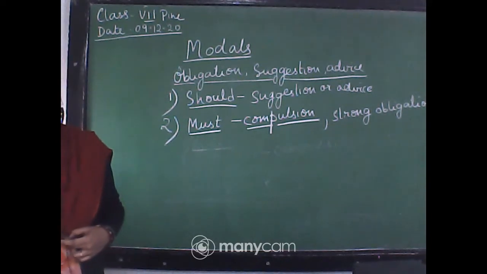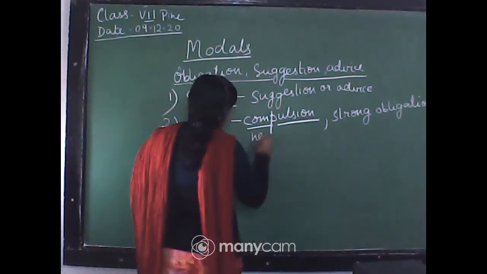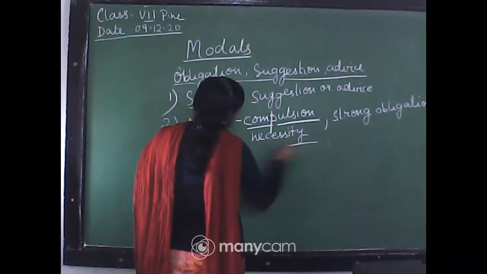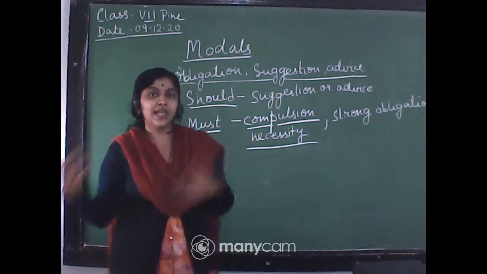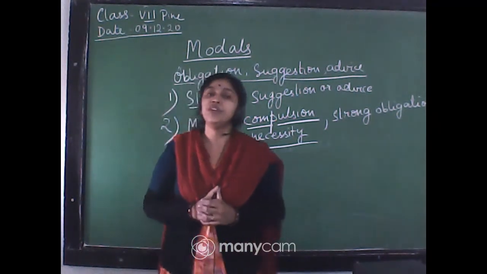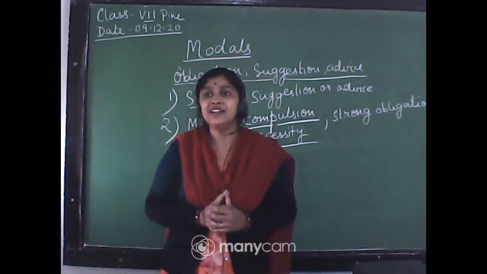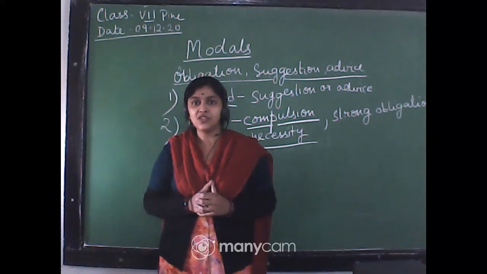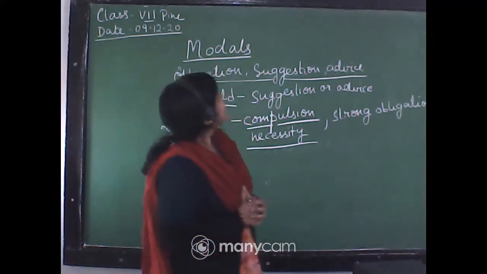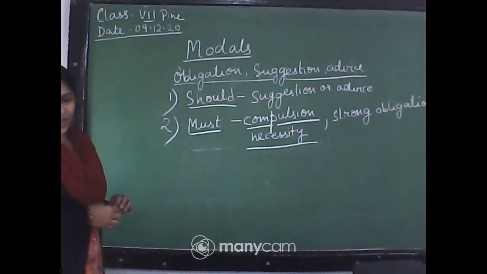Then, also necessity. Like, we must carry our passports whenever we travel outside India. In this sentence, we can understand that it's absolutely necessary for us to carry our passports. So that's why the word must is being used. Right. Now, come to the next one, that is ought to.